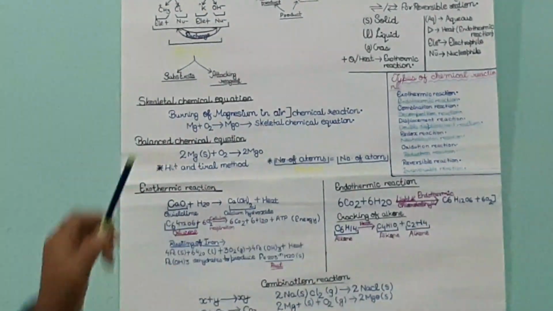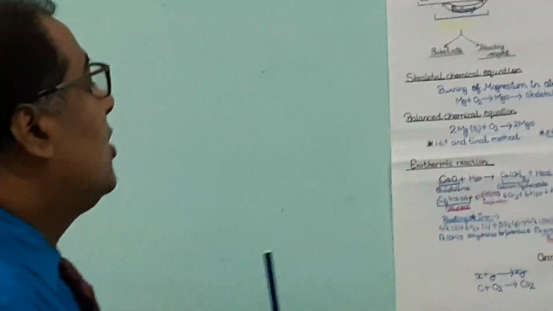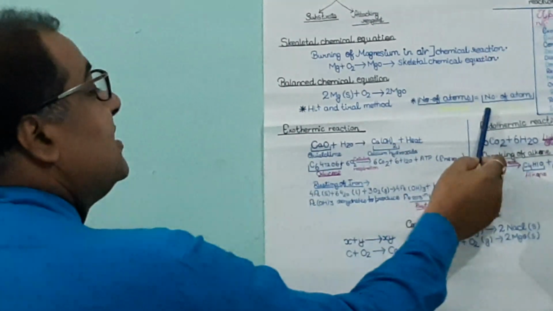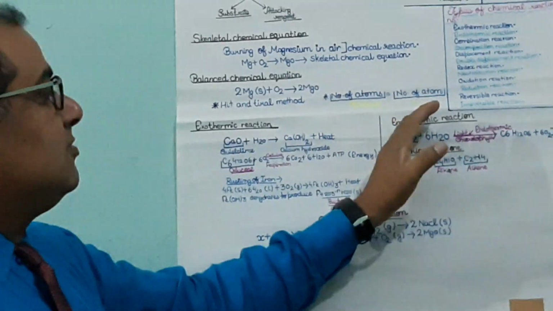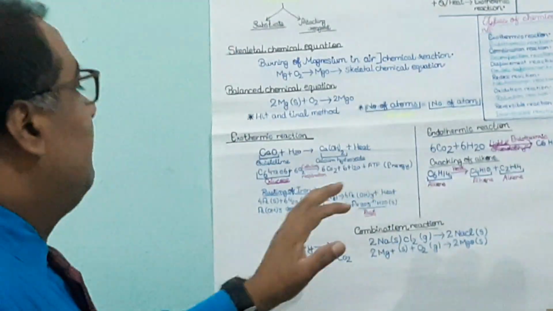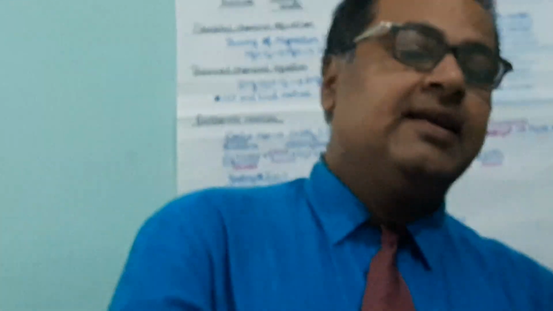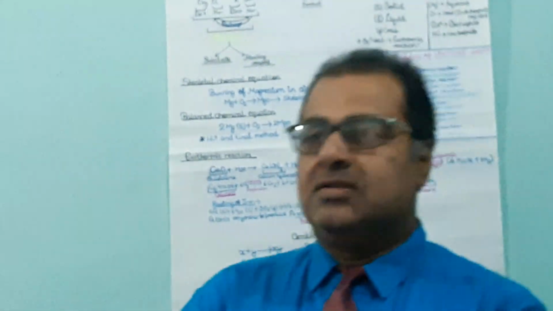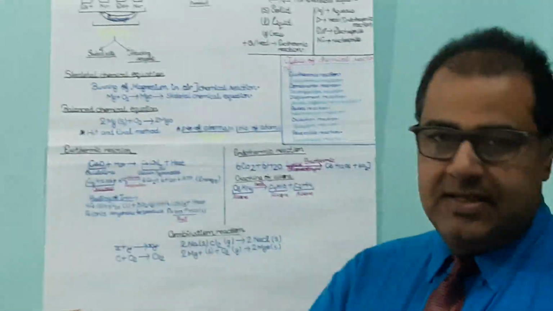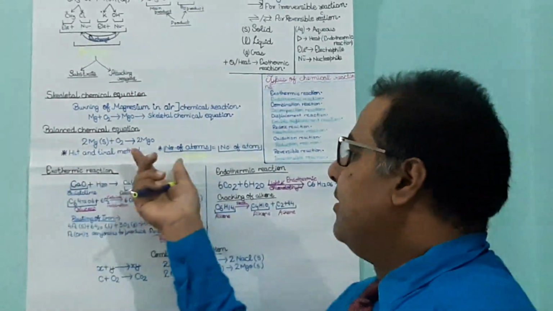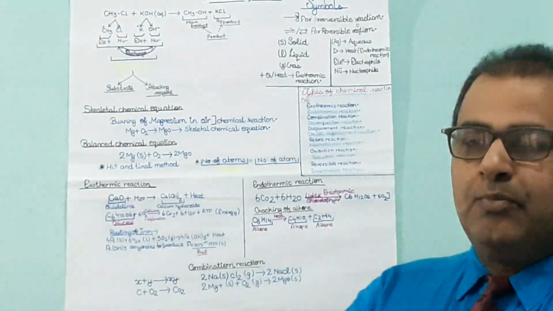The next topic is balanced chemical equations. A balanced chemical equation means the number of atoms of reactants is always equal to the number of atoms of products, because any chemical reaction follows conservation of mass. That is, the total mass of reactants becomes equal to the total mass of products.